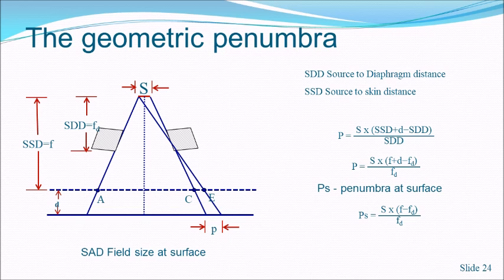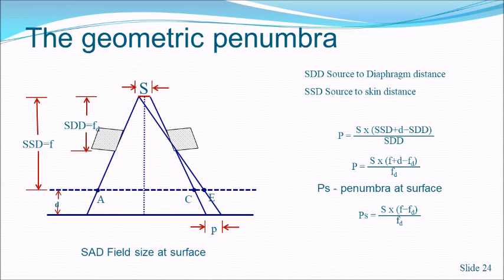The other penumbra, which I said the transmission penumbra, if you look at this, one of the rays at this edge of the source will trace the collimator, like the diaphragm, it will just go at the side of the diaphragm.